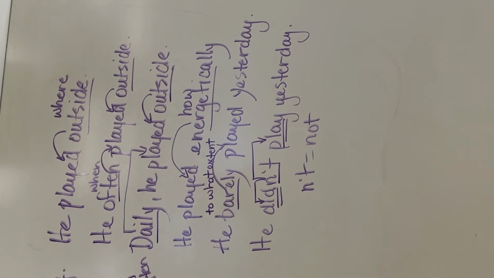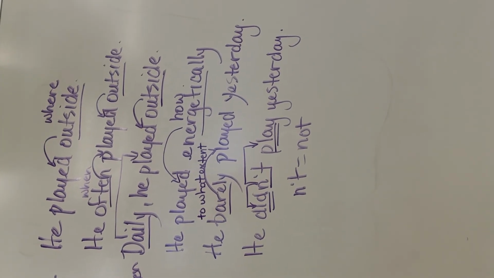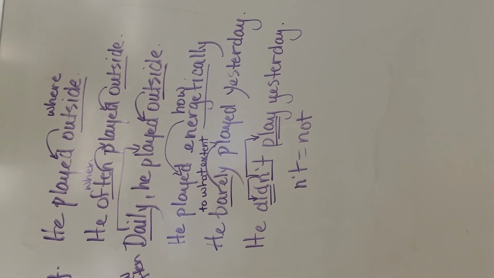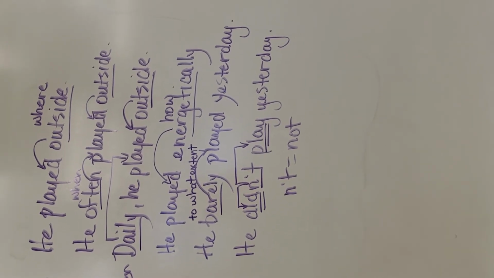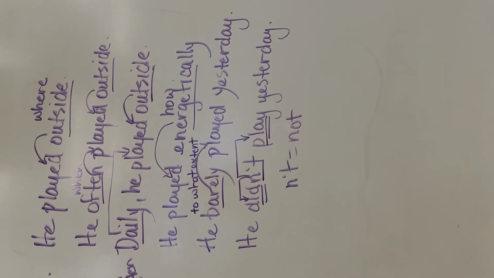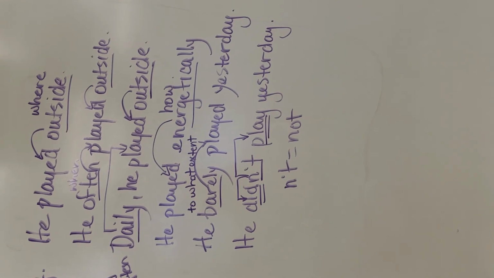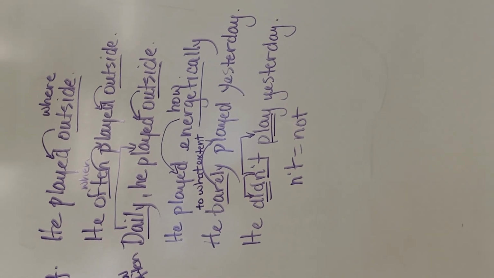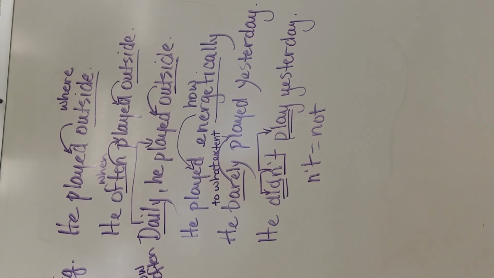And lastly, we have an example with one of our negatives. He didn't play yesterday. I want you to notice the n't. The n't equals not. It's our contraction. So it's describing the verb phrase, did play. Please notice here, did play is a verb phrase, and we have the adverb in the middle of the verb phrase.